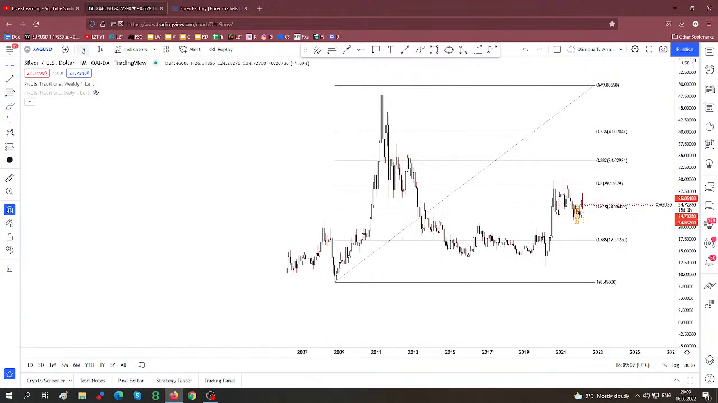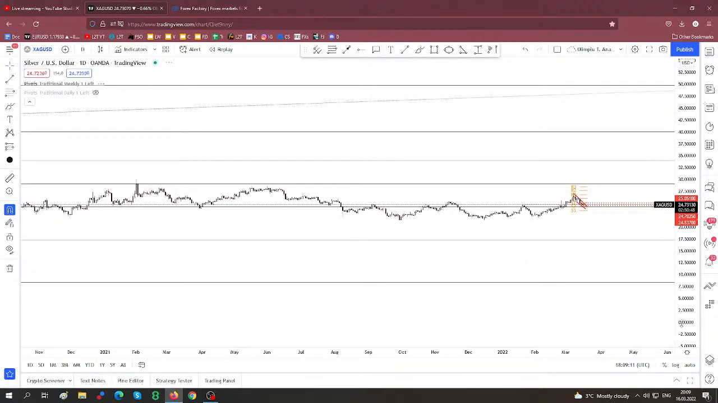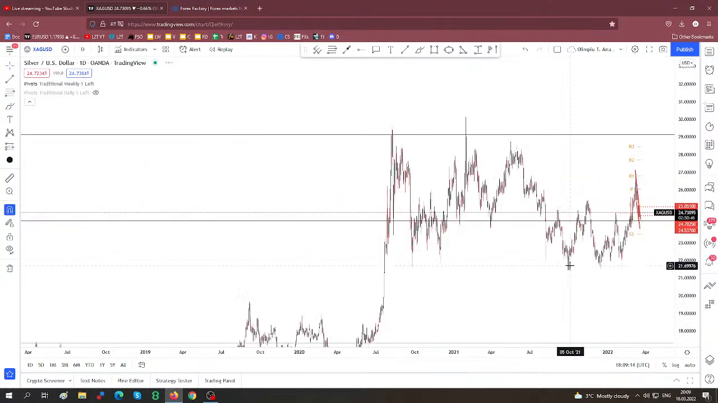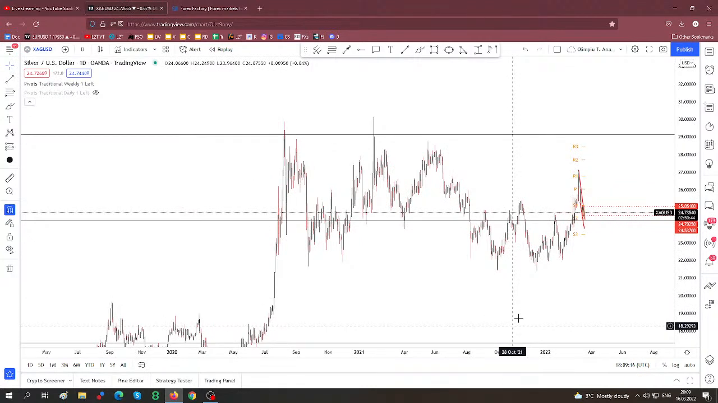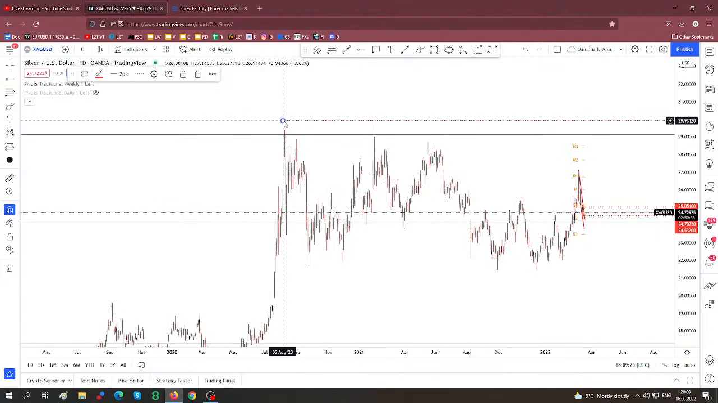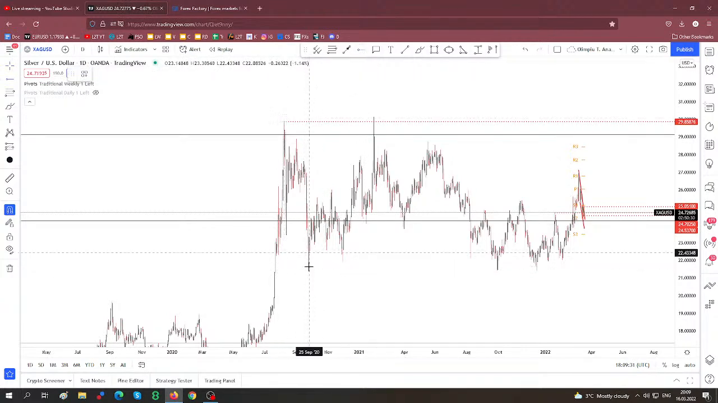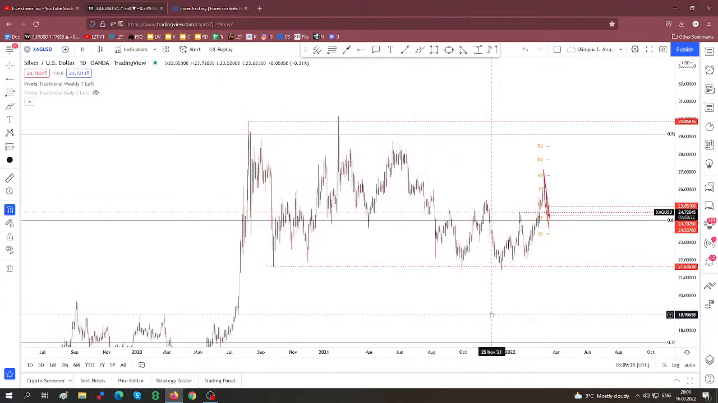I will keep an eye on this market, silver. Because here on the daily, Andy Smith, you can see that it moves somehow sideways. You already know from my previous sessions that silver moves somehow sideways here. Also something like this here.